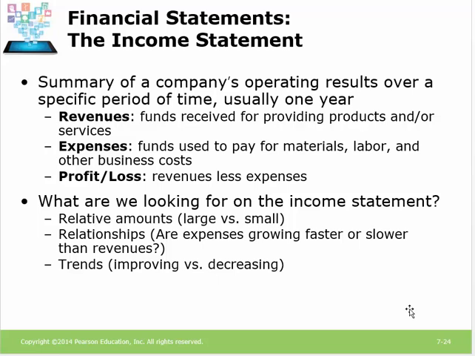Let's look at revenues and expenses. Let's understand something about the profits of the company, the money that's left over to be distributed. Right? So what are we looking for? Again, we're looking for relative amounts. We're looking for relationships. Are the expense items growing faster or slower than what the revenues might be growing? We want to understand that relationship. And again, we're always going to be looking for trends. Are things getting better or are things getting worse?